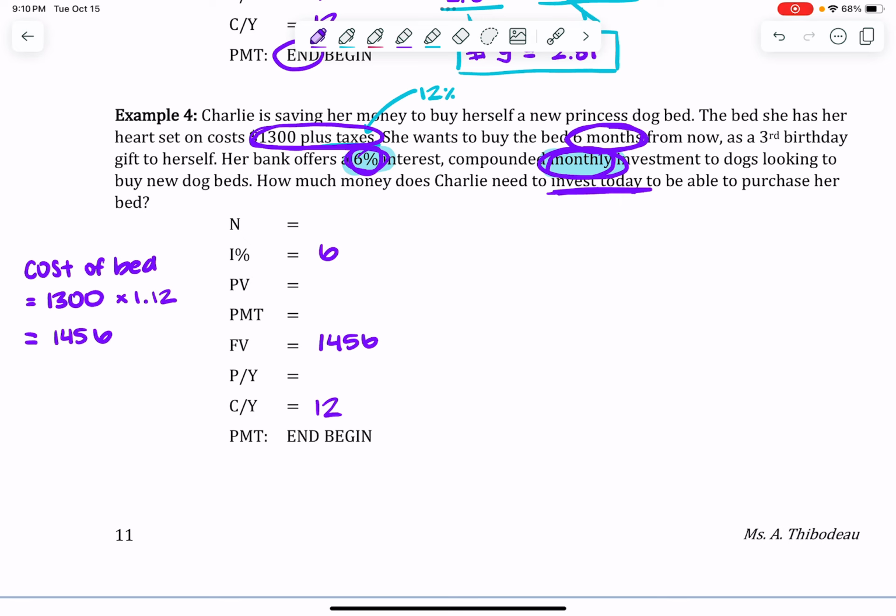Now, of course, this value is positive because at the end of my investment, the money is coming back to Charlie and going into Charlie's dog wallet. Yes, Charlie is a dog.